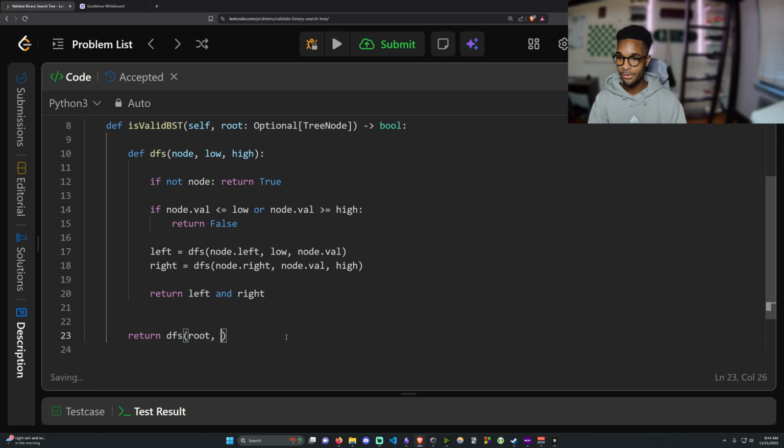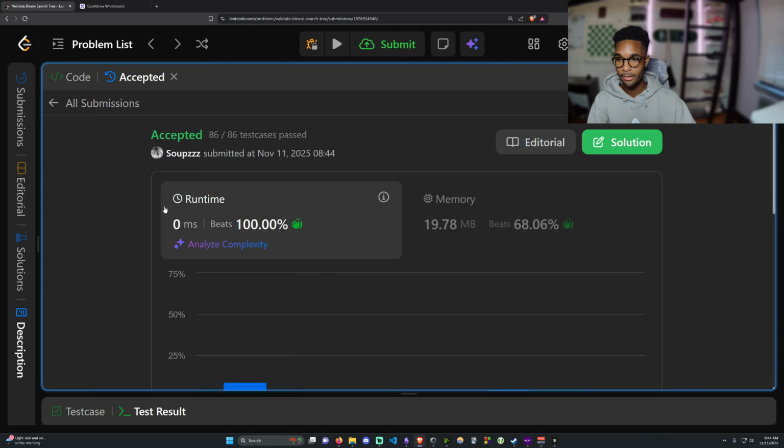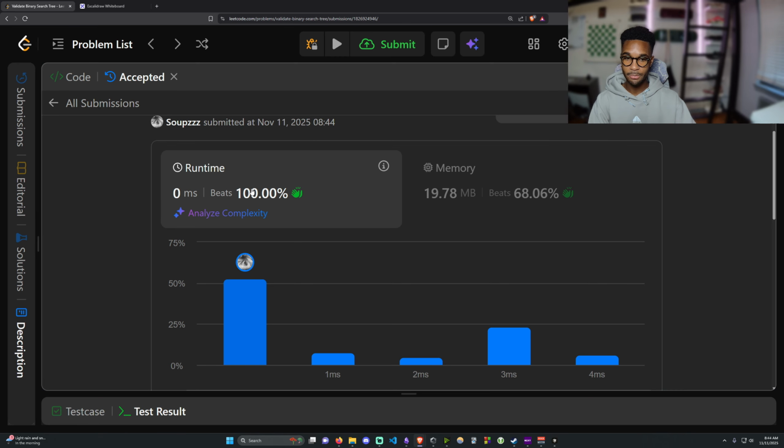And for the lowest bound, when we first start, remember we had it at negative infinity, so we're going to call float negative infinity. And for the upper bound, we'll call float infinity. And remember, these values will be changed as we go deeper and deeper into the tree. And let's actually run it and see if we get the right answer. There we go. We solved it, and it beats 100% in runtime and 68% in memory.